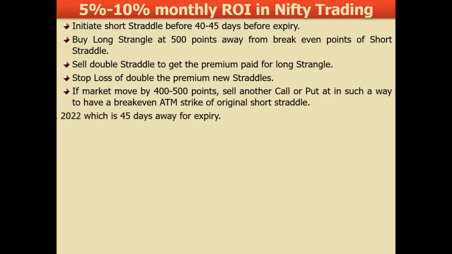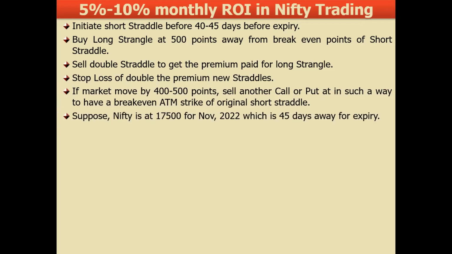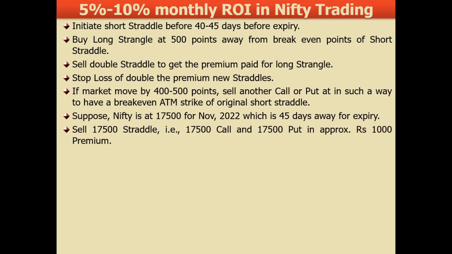और ये एडजस्टमेंट वाला पार्ट है, पहले अपन उसका देख लेते हैं. तो suppose Nifty is at 17,500 for November 22 which is 45 days away from the expiry. मतलब आज जो आपका निफ्टी ट्रेड हो रहा है, मान लीजिए 17,500 पे ट्रेड हो रहा है, और नवंबर 22 की हम एक्सपायरी ले रहे हैं. तो what we will do, we will sell the 17,500 straddle of Nifty, यानी कि 17,500 की कॉल बेची और 17,500 का पुट बेचा 1,000 रुपए के अंदर.